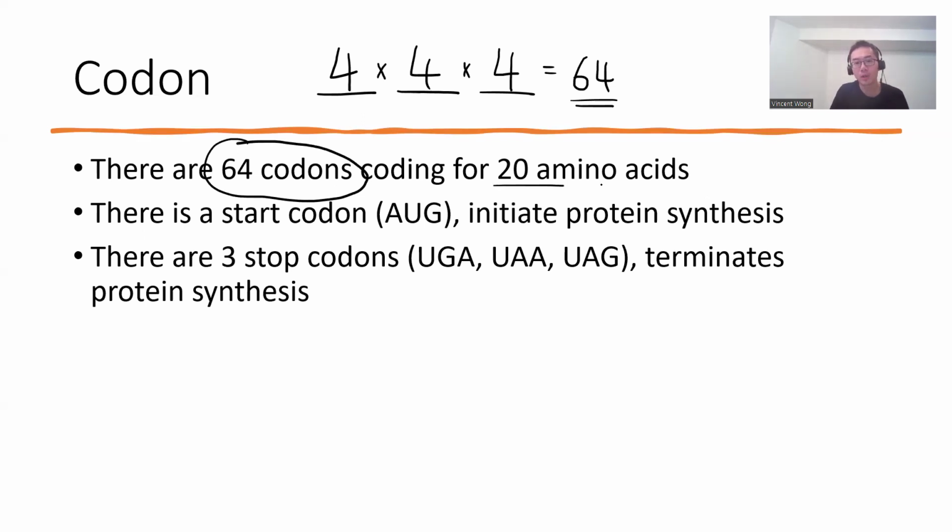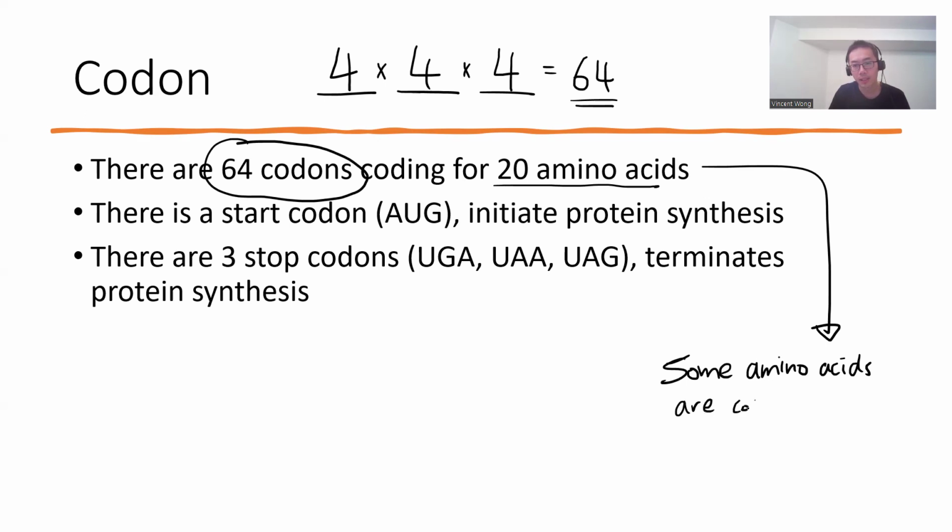But there are only 20 amino acids. Okay, so meaning some amino acids are coded by more than 1 codon. So there's a little bit of redundancy here. And as you will see later on, probably not today, next week, this redundancy helps protect us from mutation. Okay.